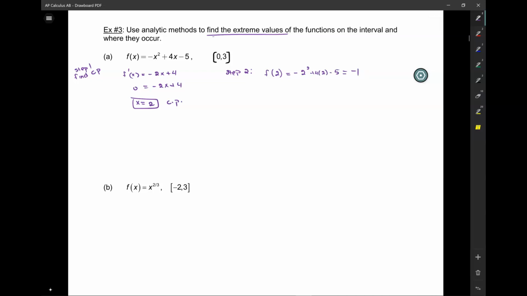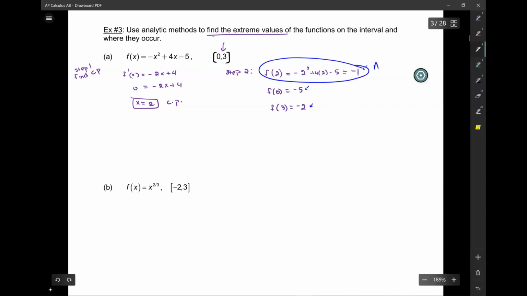But then we also have to evaluate it at the endpoints. What are the endpoints? 0 and 3. So f of 0, we get negative 5. f of 3, we get negative 2. Now, these are the y values: negative 1, negative 5, negative 2. The one with the highest y value is the absolute maximum. So here, this is the absolute maximum, and this is the absolute minimum.